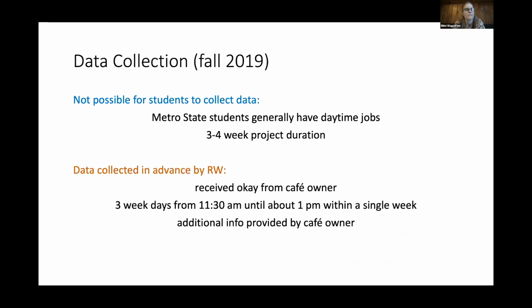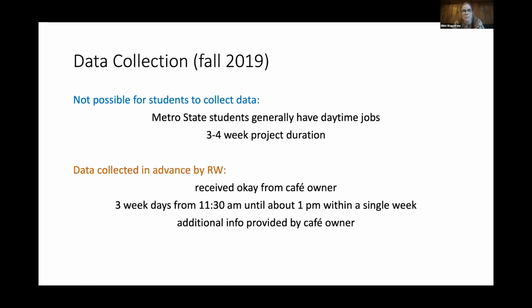Data collection. So the ideal scenario, of course, would be to pose this problem to students and then have them decide what kind of data they would want to collect. For me, that would not work for a couple of reasons. As I indicated before, my students are primarily adult learners. They work usually during the day, and they do their classes at night. So having them collect data during the cafe lunch period was not viable.